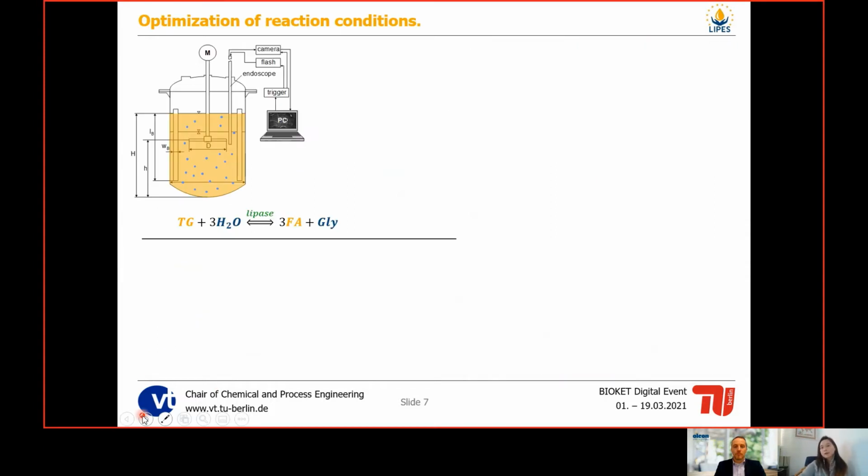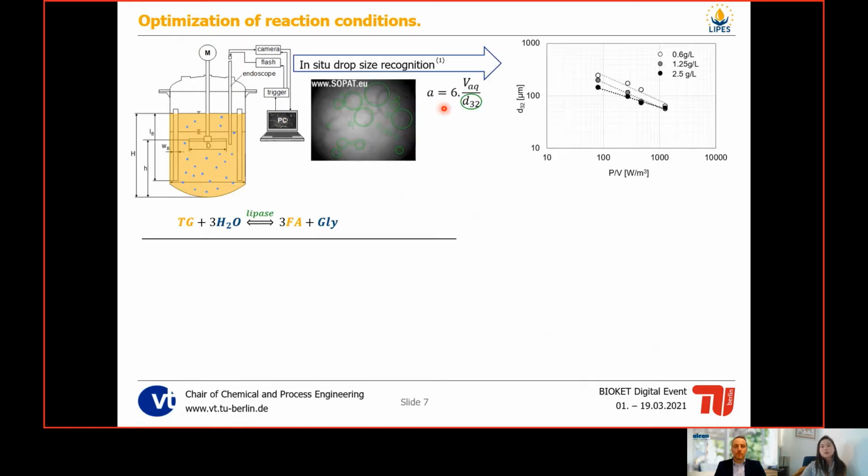So to understand the reaction kinetics, of course, we need some experimental data. So we have an emulsion reactor and we stick an endoscope inside the emulsion. This is basically a long tube with a camera on the top so that we can take pictures of the droplets inside the emulsion. And we have an in-house algorithm to detect the drops, and we can analyze the size of the droplets, and then we can calculate the surface area. And here are the results.